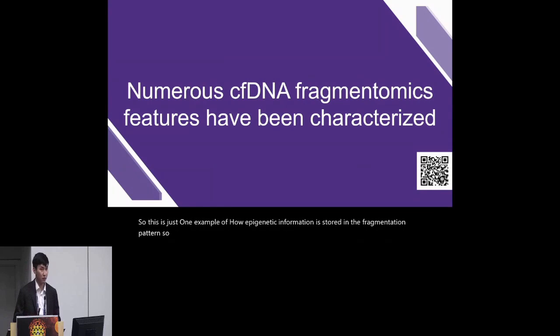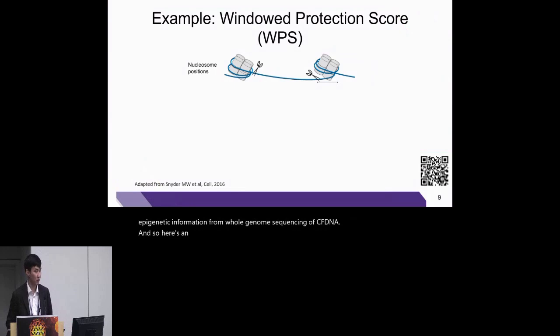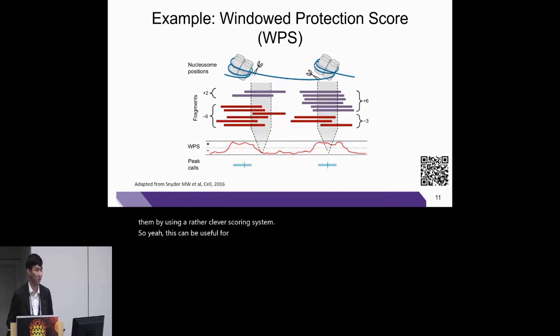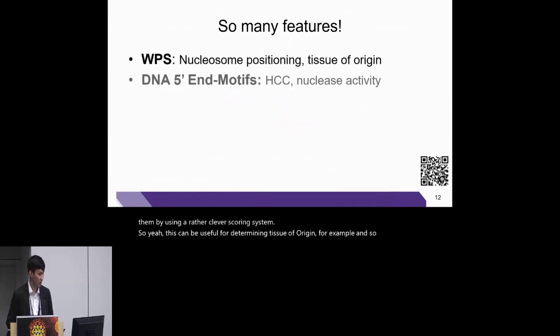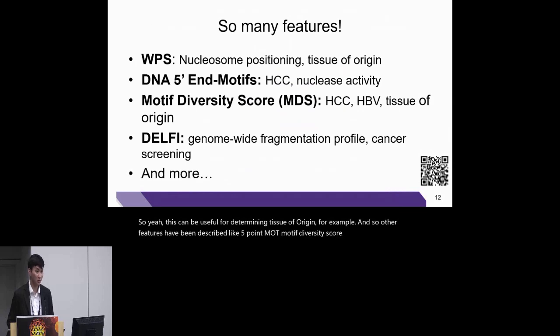So numerous cfDNA fragmentomics features have been characterized, which extract epigenetic information from whole genome sequencing of cfDNA. Here's an example, the window protection score described in a Cell paper in 2016, which looks at these WGS sequences of cfDNA and extracts the nucleosome spacing from them by using a rather clever scoring system. So yeah, this can be useful for determining tissue of origin, for example. Other features have been described, like 5' end motifs, motif diversity score, DELFI, and much more.